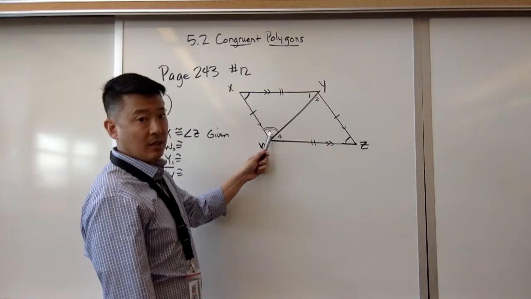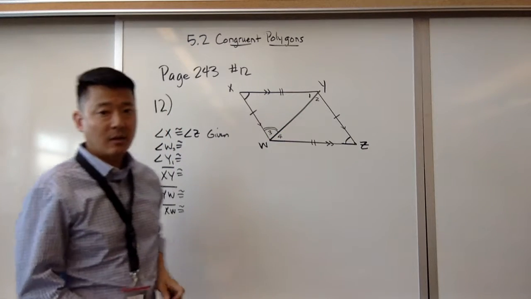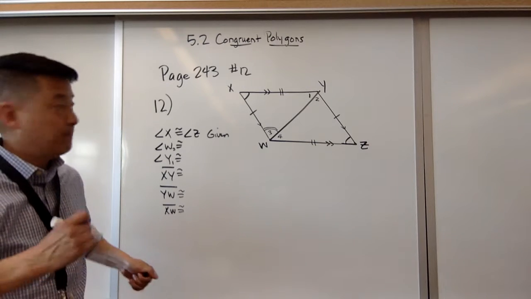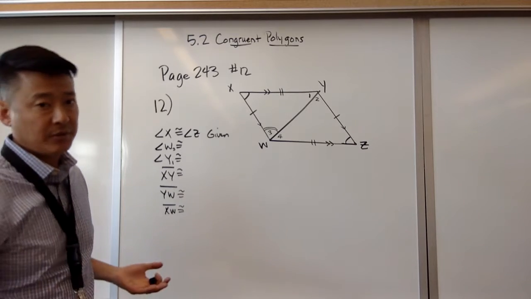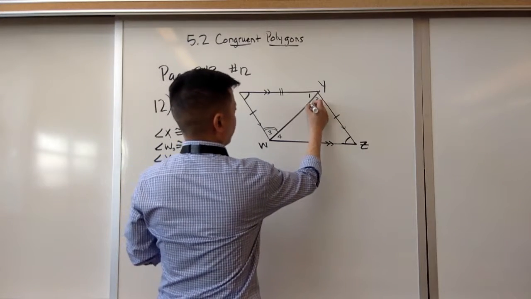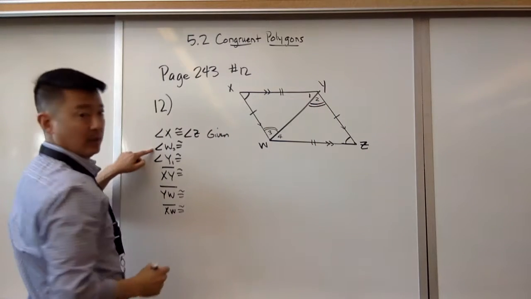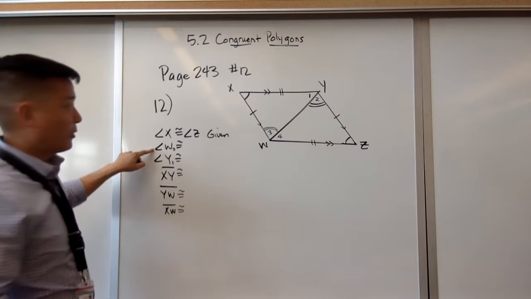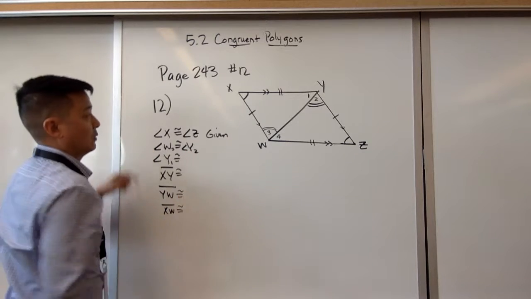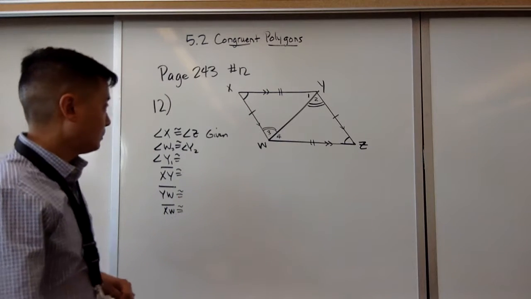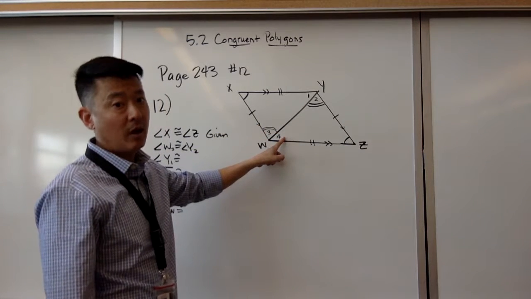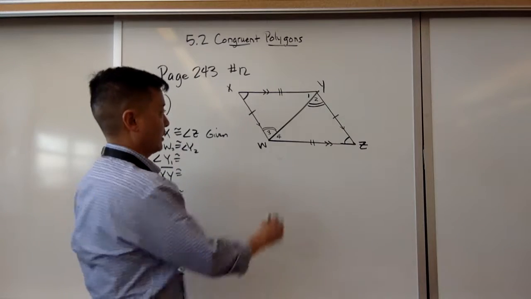So angle 3 and angle 2 are what kind of angles? That's right. They're alternate interior angles, and we know that alternate interior angles are congruent given that these two lines are parallel. So what I'm calling angle W3 is going to be congruent to angle Y2. We also know that angle 1 and angle 4 are also alternate interior angles, so they're going to be congruent.